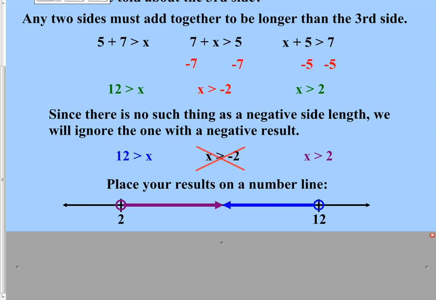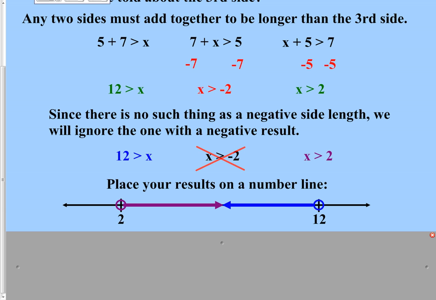Okay, the blue one on the left says x is smaller than 12, or 12 is larger than x. Either way, that means x should be to the left of 12. The purple one on the right says x should be greater than 2. That means that x is going to be to the right of the 2. So we have these two values that are pointing at each other. That means that x must be somewhere in between 2 and 12 on the number line.